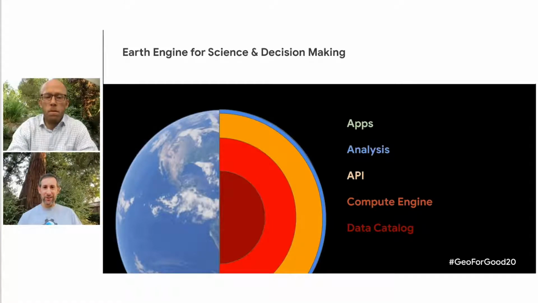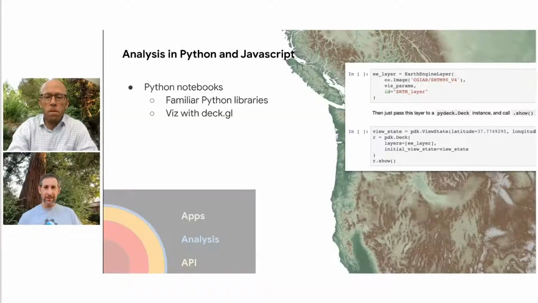Most people use Earth Engine for analysis by writing short programs in JavaScript or in Python. Working in Python, in familiar Python notebooks, lets you control large computations in the cloud and then integrate the results with popular Python libraries such as NumPy or TensorFlow again. You can also use visualization tools. Recently, we've worked with the deck.gl open source project to add very fast GPU-based rendering of Earth Engine data. Here's an example using a Python notebook.